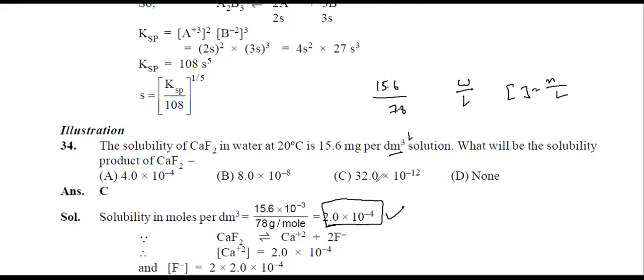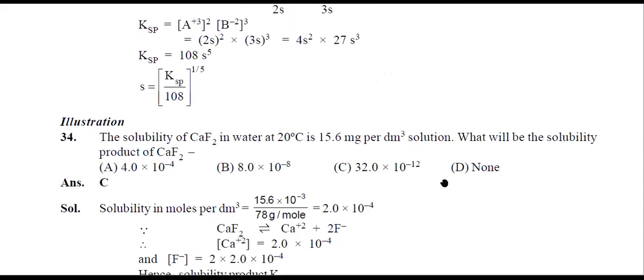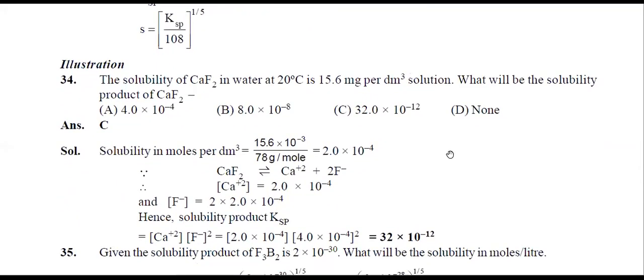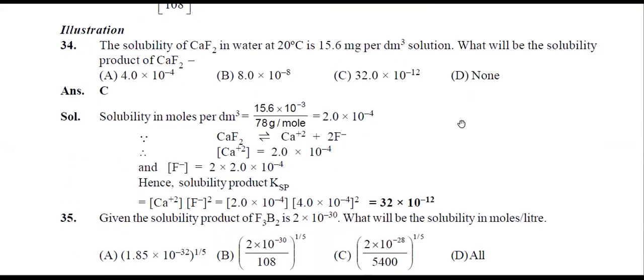S is given, solubility product, Ksp, is asked. So we know that it is 1:2, which is 4s cube. As simple as that. Just put the value, and you will get the answer. Okay, everyone. Now try to find this one. Try to find the question number, everyone.